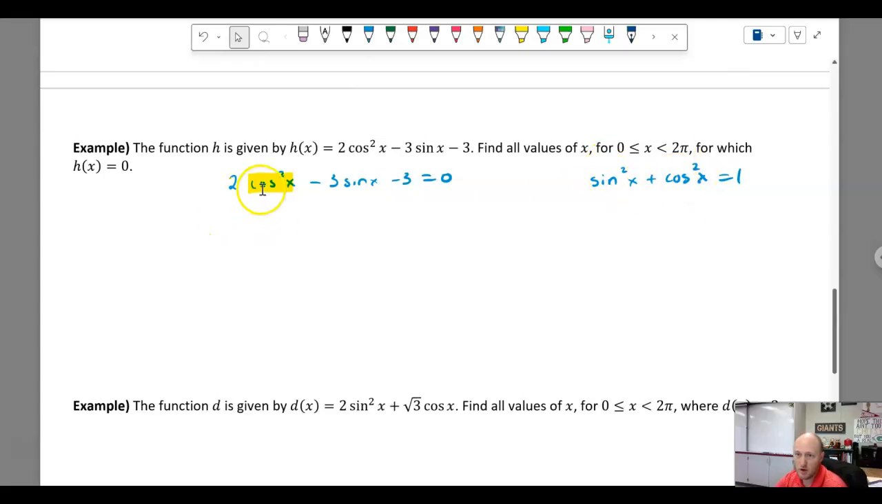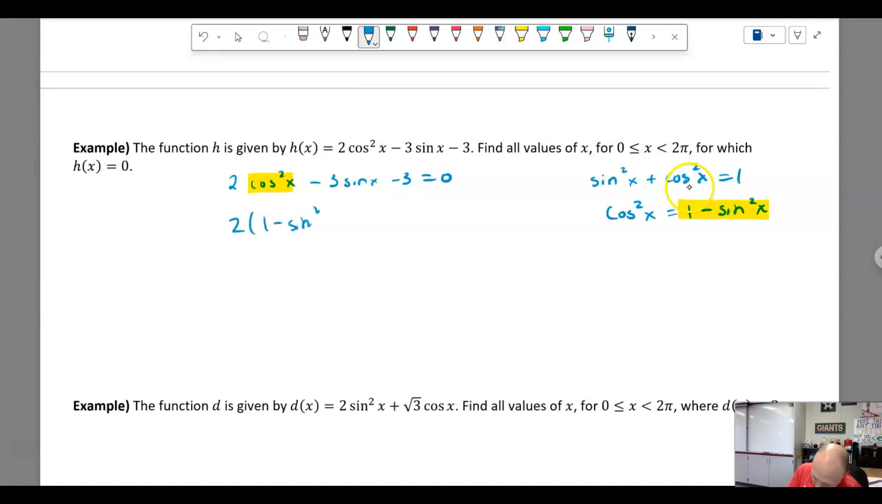So if you don't know, okay, what's cosine squared? Well, generate this, and then how do you isolate cosine squared? So here's the identity we're going to use. Cosine squared x equals 1 minus sine squared x. And I'm just going to substitute that. So I have 2 times 1 minus sine squared x minus 3 sine x minus 3 equals 0.